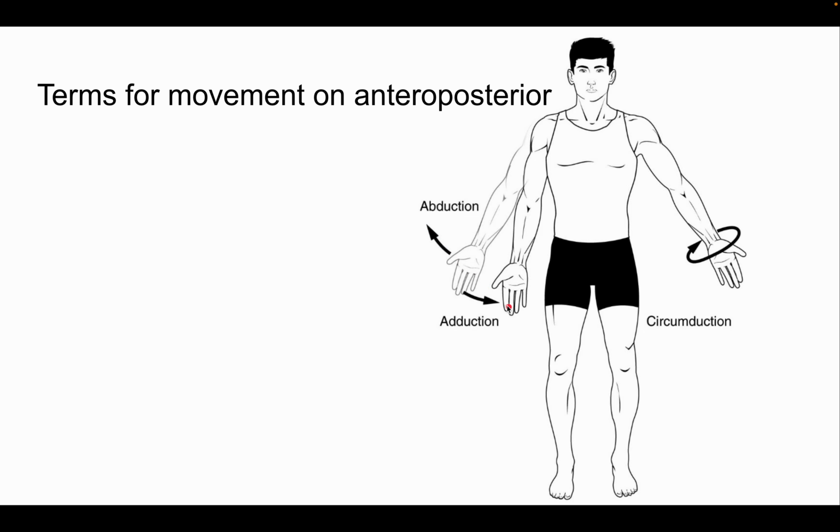Now abduction, we're abducting it. Say there's a UFO abducting the arm and pulling it up off to the side. He's lifting his arms above his head. That would be abduction. A circumduction would just be moving an arm around in a circle.